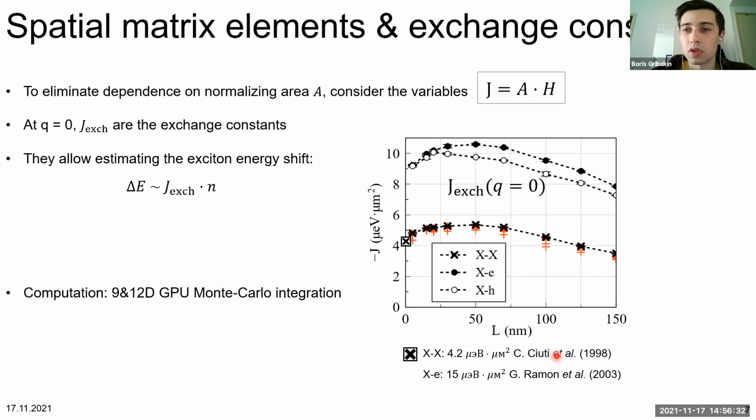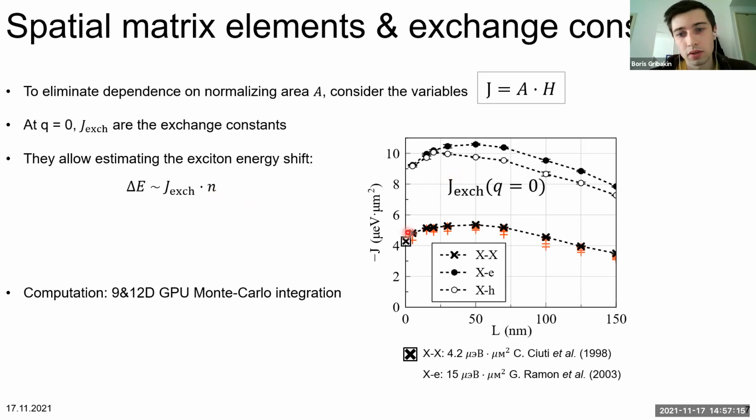It's been shown in many previous works, and it's true in our work as well, that the exchange integrals are actually the primary contribution to the interaction. And in fact, they dominate the interaction so completely that we can actually just use the exchange constants to quantify the strength of the interaction. In particular, we can estimate the energy shift of the exciton resonance by using these exchange constants simply by multiplying them by the quasi-particle density.